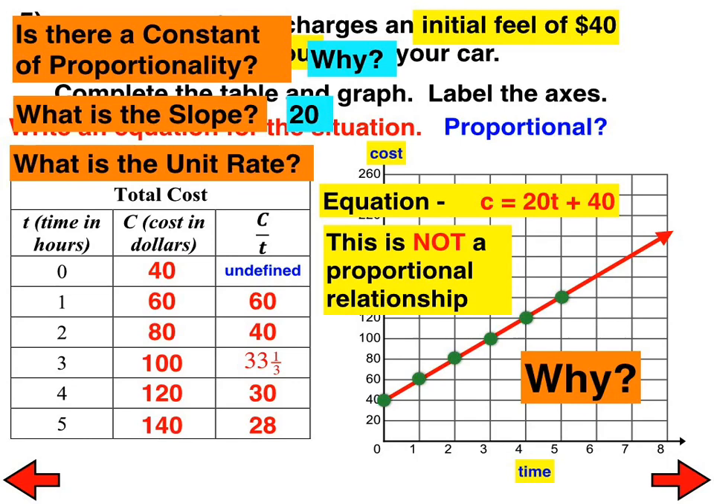I hear some of you whispering. What is it? $20 per hour. The slope is the unit rate with units. Just because it's not proportional doesn't mean that there isn't a slope or a unit rate.